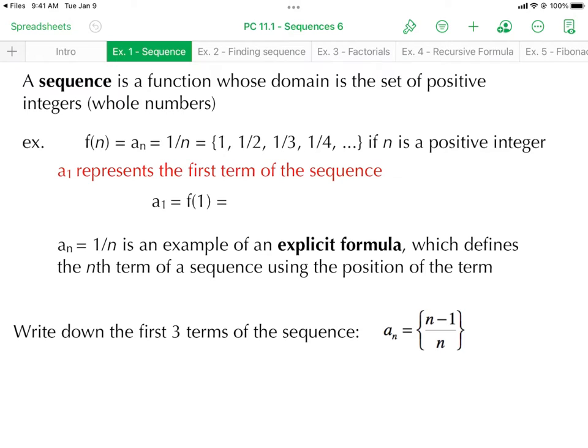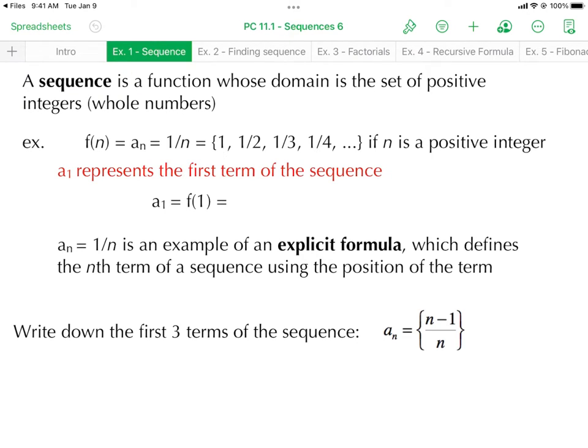All right. So we can represent these with function notation. We can say f of n. Typically, we use n rather than x for our domain, our input. Or more often, you're going to see it represented as a sub n. Okay? And in this first example, we have an explicit formula. I'm saying f of n or a sub n equals the explicit formula 1 over n.